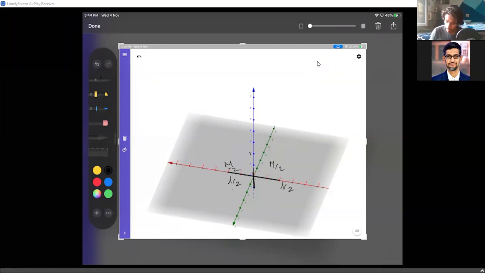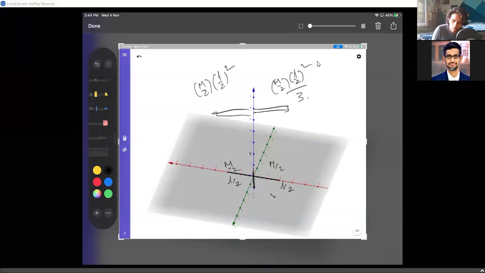For this part, ml square by 3. It's like two rods. One rod is like this, another rod is separately here. This mass is m by 2 into l by 2 whole square by 3. Again on this side, m by 2 into l by 2 whole square by 3. And all you have to do is simply add them. Can somebody give me the answer?